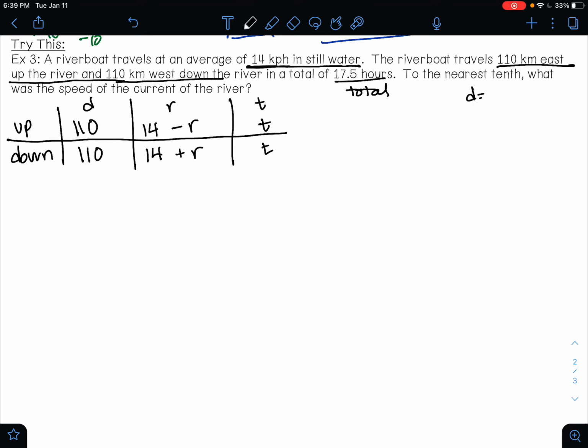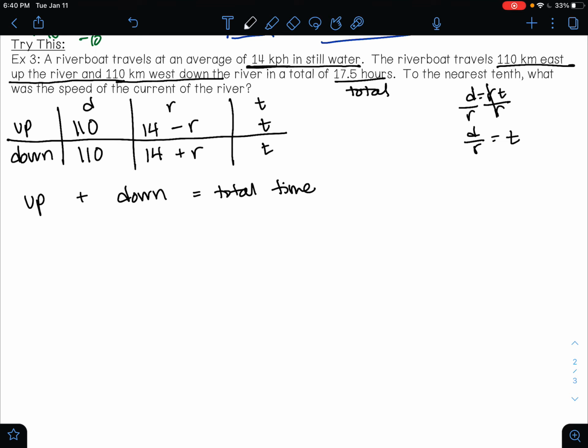If I have distance equals rate times time, I can solve for time by dividing by R. So distance over rate is your time. So the time that it takes to go upstream plus the time that it takes to go downstream equals your total time.